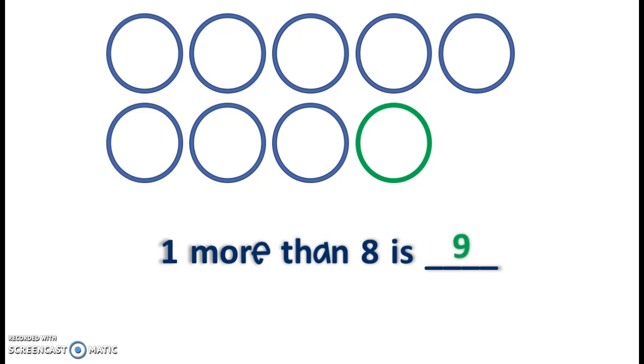Then press play to check yourself. Ready? 1 plus 8 equals 9. Oh my goodness gracious. Let's give ourselves a super clap on the count of 3 for rocking it. 1, 2, 3. Excellent. All right, friend, go ahead and erase your board.